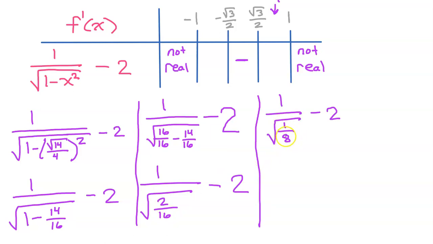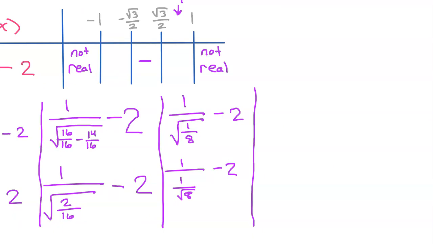Taking the square root of each of these, I have 1 over the square root of 8. Multiplying by the reciprocal here, I'm going to get the square root of 8 minus 2. And the square root of 8 is 2 radical 2, which is definitely bigger than 2. So when I subtract, I will definitely get a positive number. Phew! I told you that was tedious.